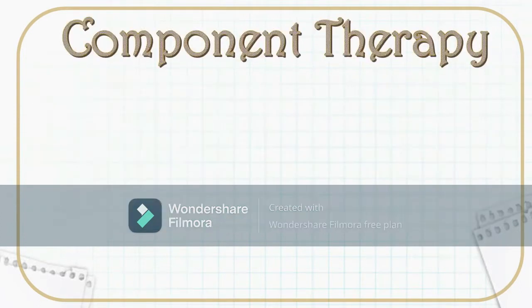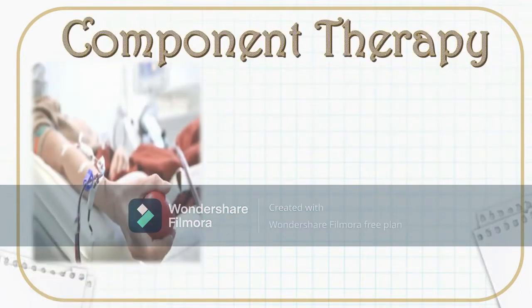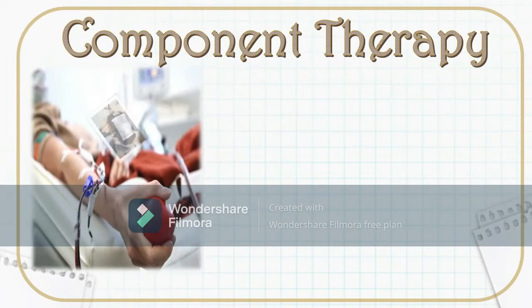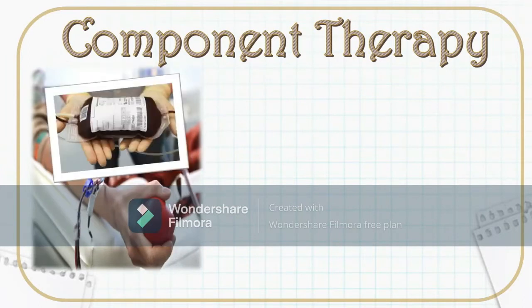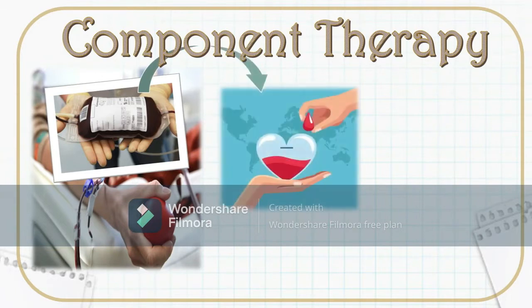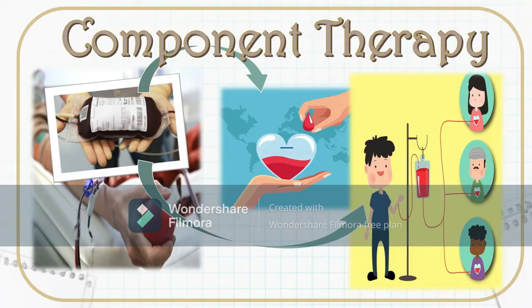So let us take note that before component therapy was established, a single donor with his or her single unit of whole blood could only save 1 patient. But because of component therapy, this single unit of whole blood can be processed for the preparation of other blood units, including packed red blood cells, platelet and granulocyte concentrates, and plasma derivatives. And this gives us the benefit of helping not just 1, but up to 3 patients.